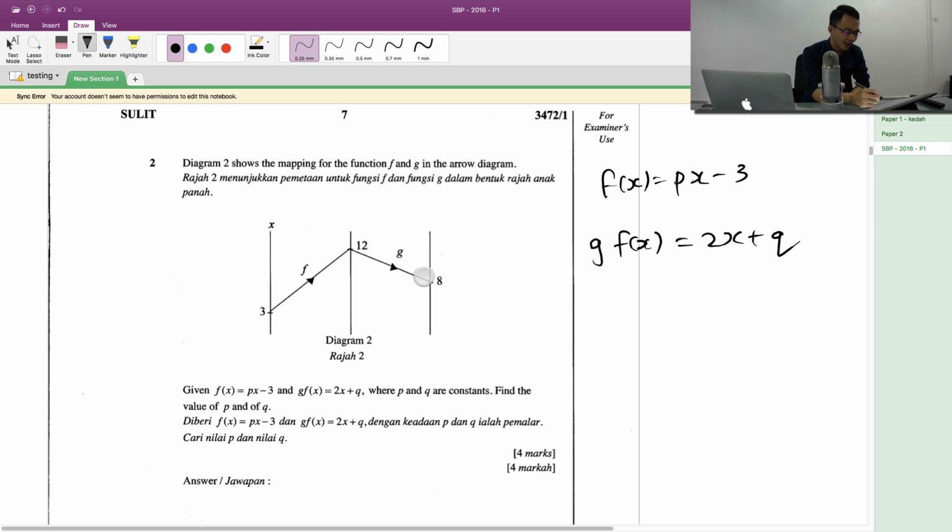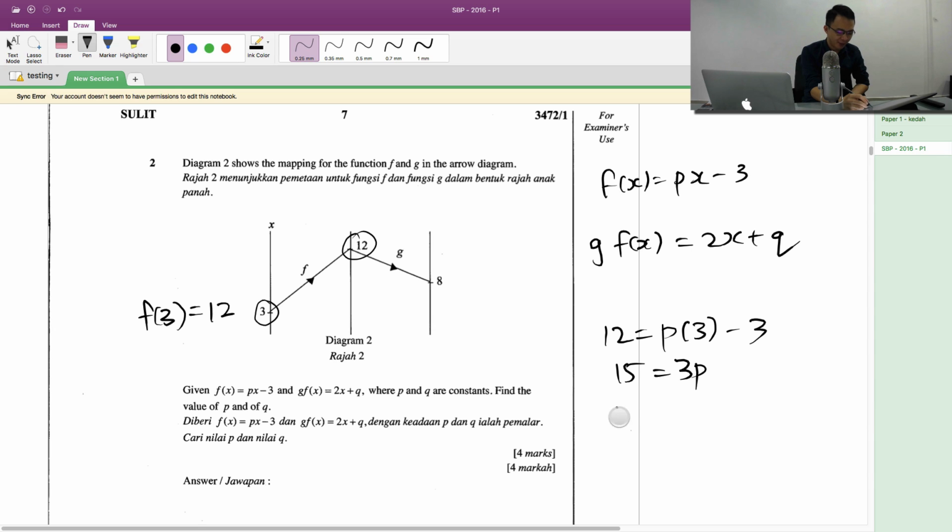From the diagram itself, you need to understand the meaning of the diagram. In this case, this is x, right? If x is 3, then f(3) equals 12. So 12 equals p times 3, substituting 3 into the x. Then I can easily get 15 equals 3p, so p equals 5.